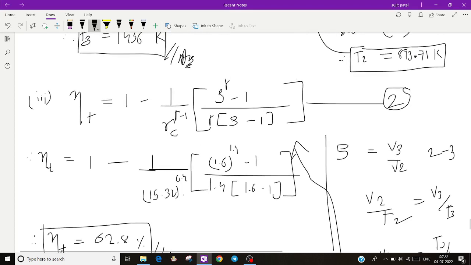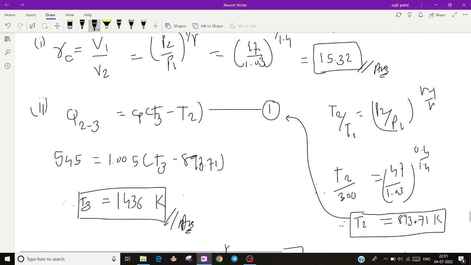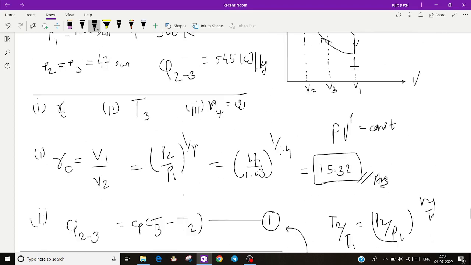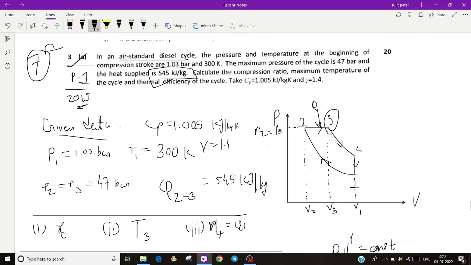I hope you like this solution, and the way I have written it, the same way you have to write it in the mains examination. This is a 20 marks question. It is a very good question and the easiest question, we can say. So you can easily get 20 marks.